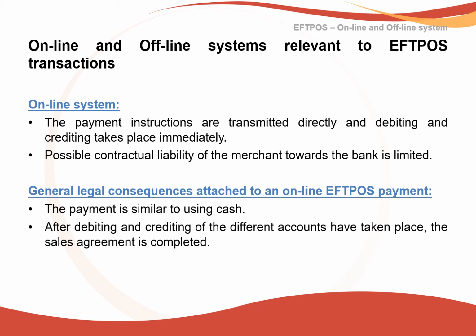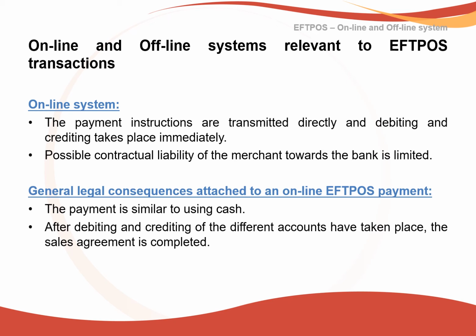With an online system, the money is electronically transferred directly from the cardholder's account to the merchant's account. When the system is online, the payment instructions are transmitted directly and debiting and crediting takes place immediately. If the bank accepts the payment instruction, the bank makes payment not relying on the undertaking, as in the case of an offline system. The bank makes payment as the customer's mandatary.